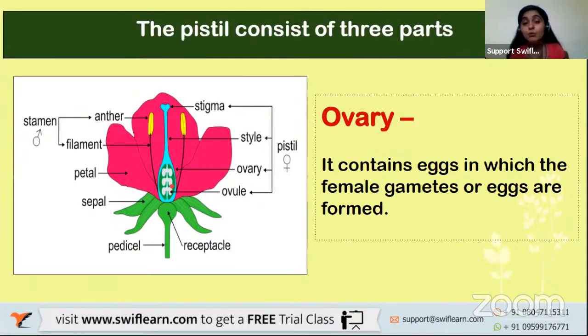Moving further, what does the ovary do? It contains the eggs, in which the female gametes or eggs are formed. As you know, this is the female part, so of course there will be female eggs over here, right? And the stigma is carrying the pollen through the style and dropping it right here inside the ovary.